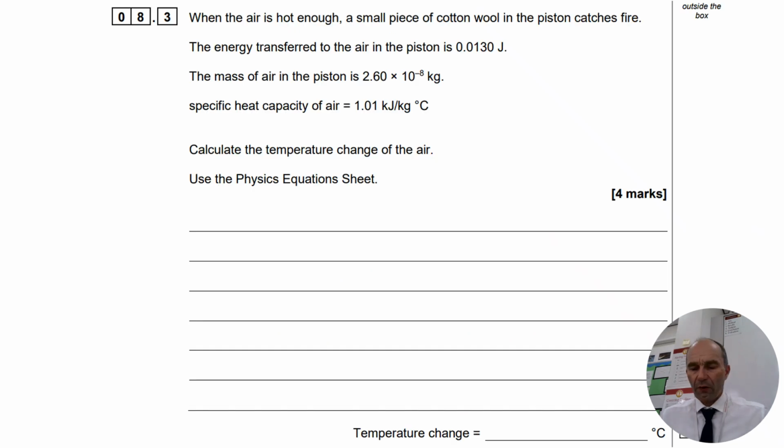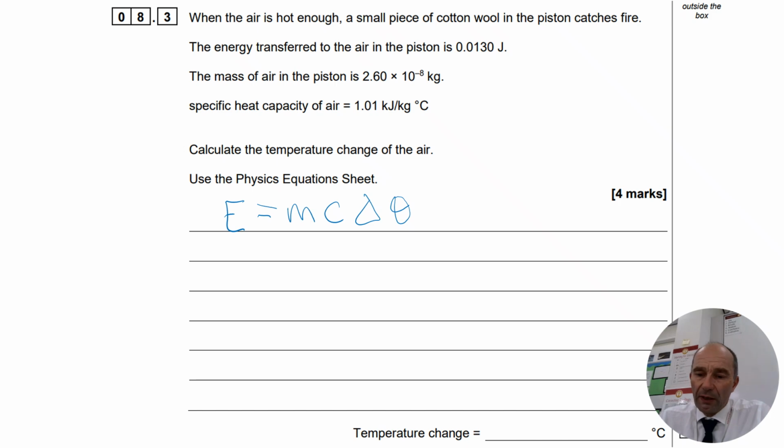Question 8.3. Now we're into a bit of a calculation here. When the air is hot enough, a small piece of cotton wool in the piston catches fire. The energy transferred to the air in the piston is 0.013 joules. We're given the mass of the air in the piston, and you're given the specific heat capacity of air. We need to calculate the temperature change of the air. Use the physics equation sheet. So here, if we're talking about specific heat capacity, you're talking about energy equals mass times specific heat capacity multiplied by the change in temperature.